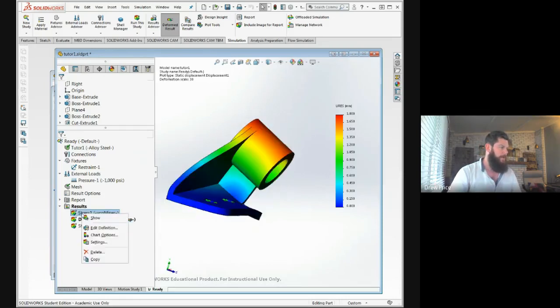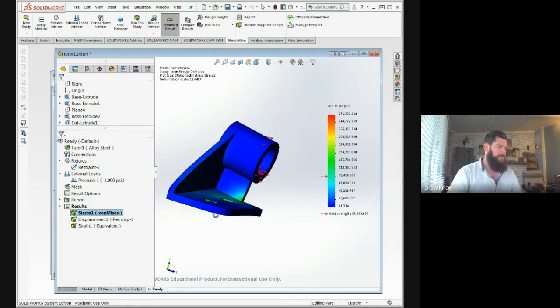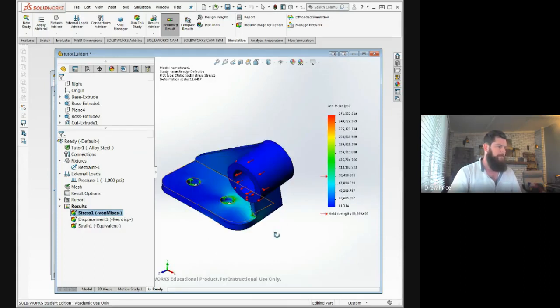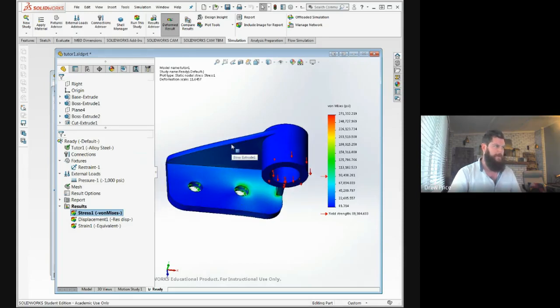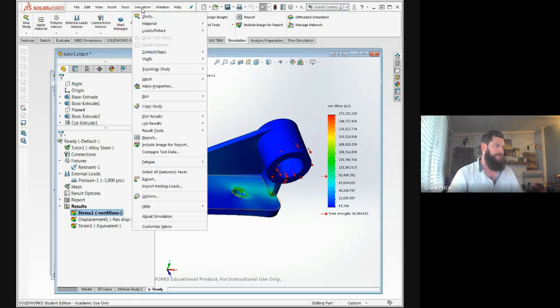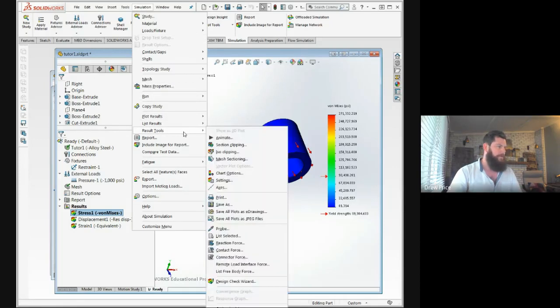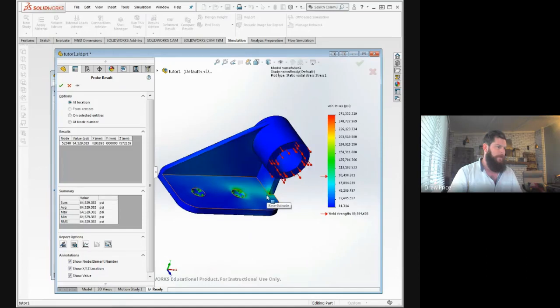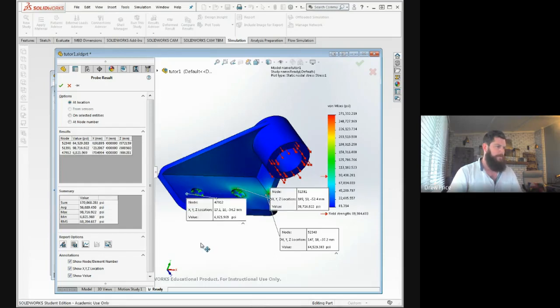The last thing I wanted to show you is your analysis tools for looking at areas of this part. And the one really convenient one that you'll use a lot is the probe to just find out what is the particular stress or strain or displacement at some area of interest. So if I go to the simulation tab at the top and then go to result tools, kind of in the middle, and then find this one called probe, then it will let me click on different areas that it'll show me the particular values of interest I'm looking at. So I'm going to pick a couple here to take a look at.